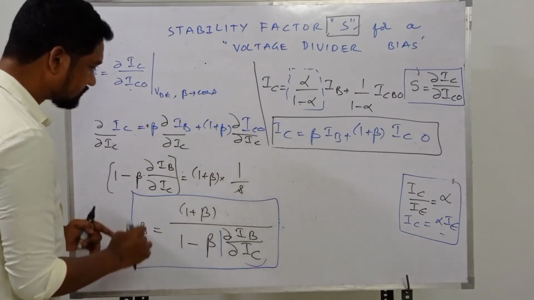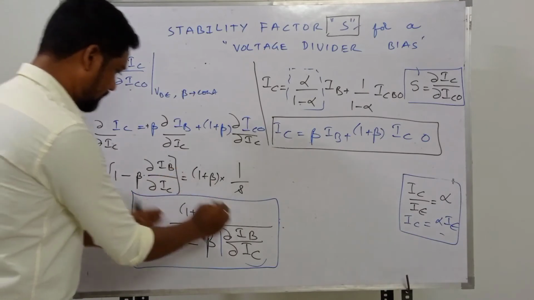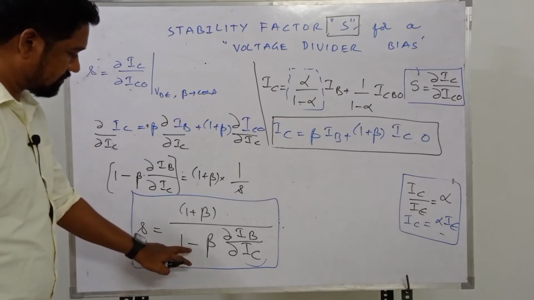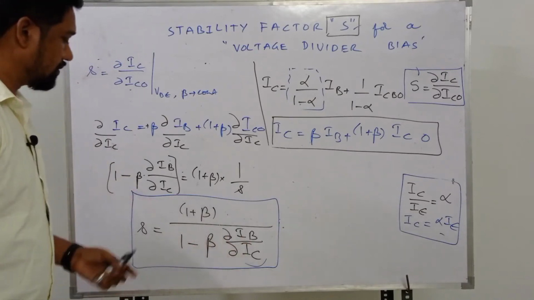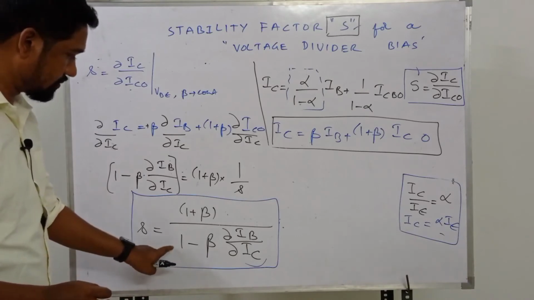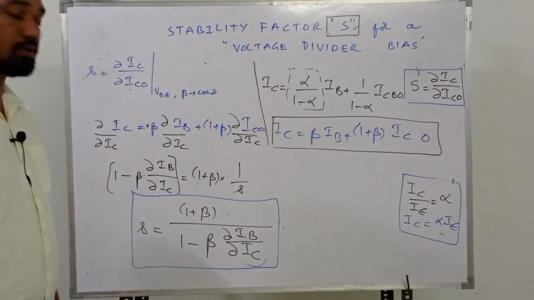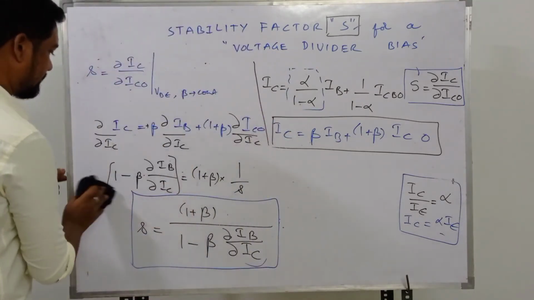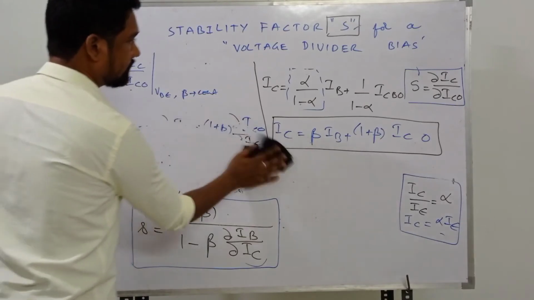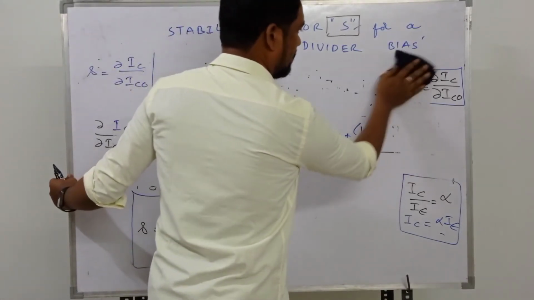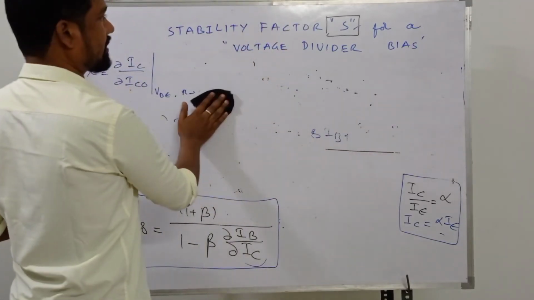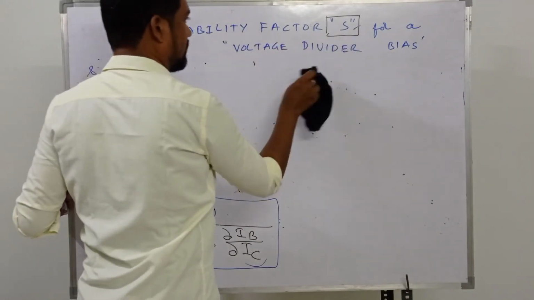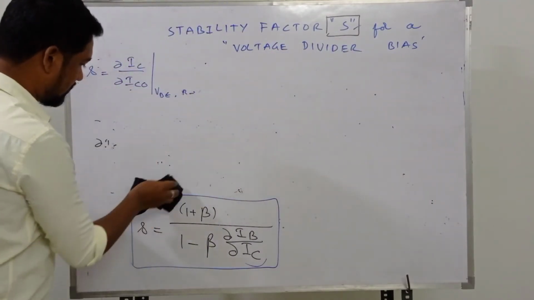So in that case, S is equal to 1 plus beta as it is. This comes down, 1 minus beta, into ∂IB by ∂IC, right? So this one, making use of this expression, we can straight away obtain the equation for the stability factor of any 4 of the biasing circuits, right? So I need this one. So guys, what did I say? Stability factor S. Now we have this one, stability factor S for a voltage divider bias with all these with this equation.